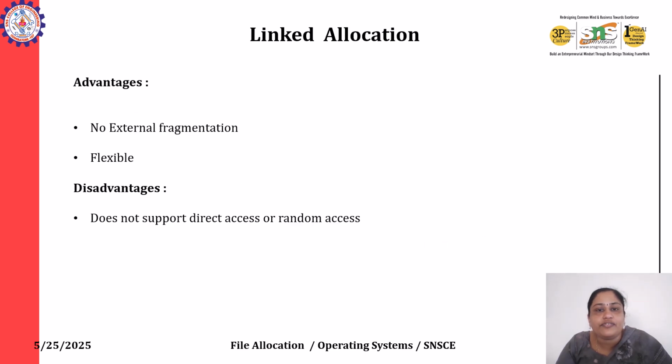The advantage of linked list allocation is that it does not suffer from external fragmentation. Also, it is very flexible in terms of file size. The major disadvantage is that it does not support any direct access or random access. We cannot go directly to a particular file block, that is, a read or write cannot be performed directly. This is the main disadvantage of using linked list allocation.